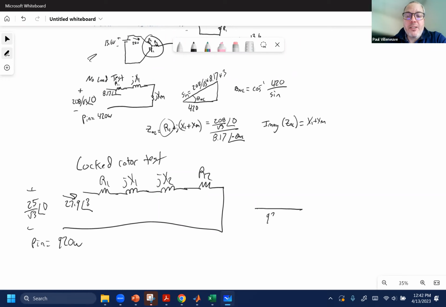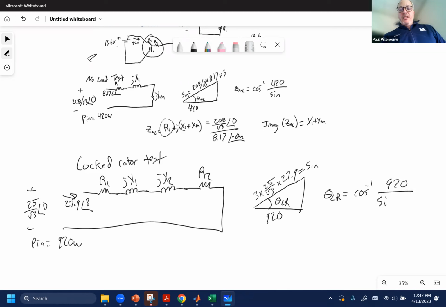So my power triangle is going to be 3 times 25 over the square root of 3 times 27.9 is equal to my locked rotor input power. And my theta locked rotor can be found by taking the inverse cosine of 920. I'll add on the locked rotor over here to make sure that we differentiate between the two.